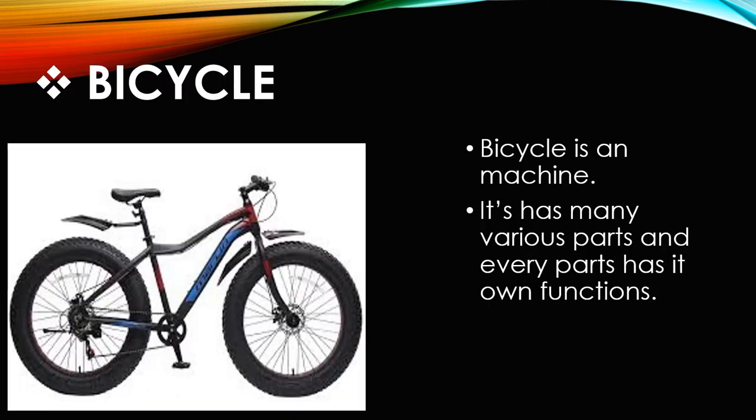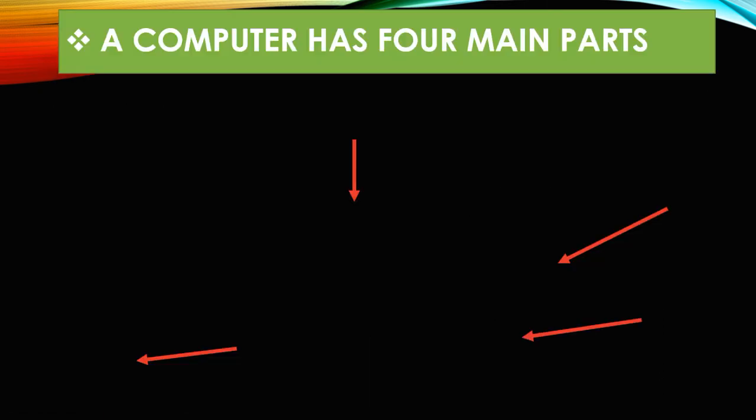Next example is bicycle. A bicycle is also a machine and it has different parts and every part has its own function. This is a bicycle. Students, you already know and enjoy the ride of bicycle. Similarly, computer is also having various parts which perform various functions.